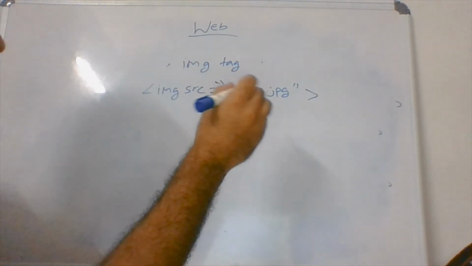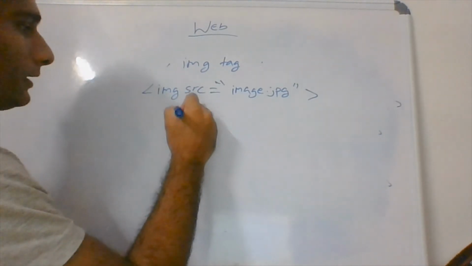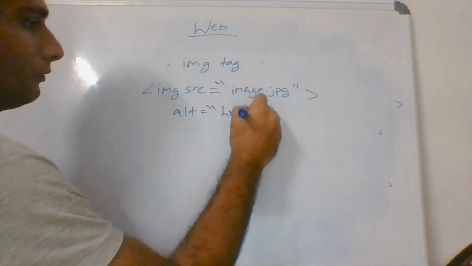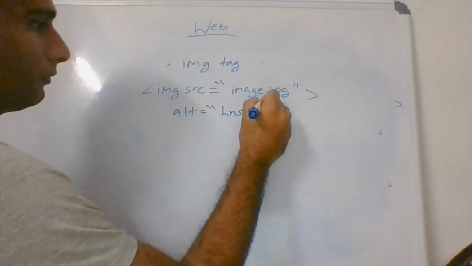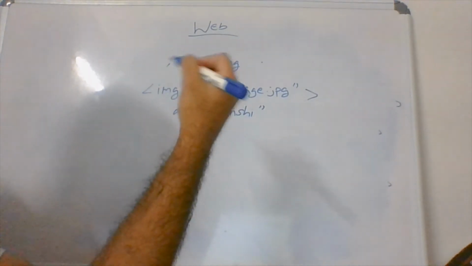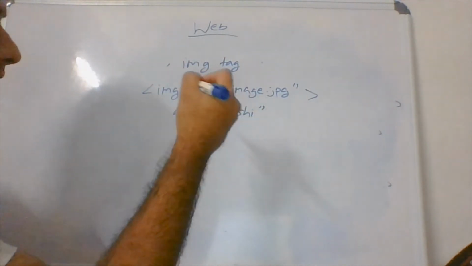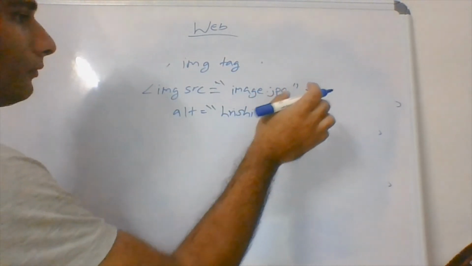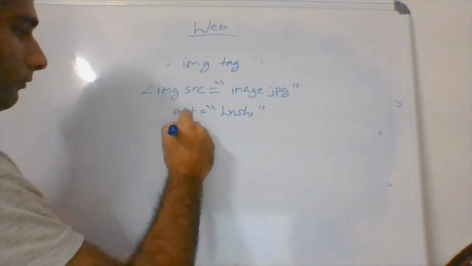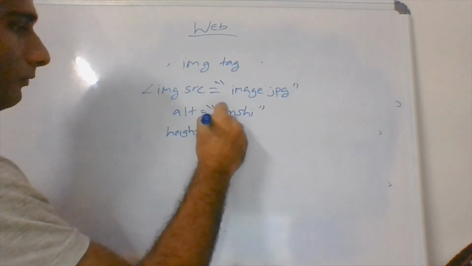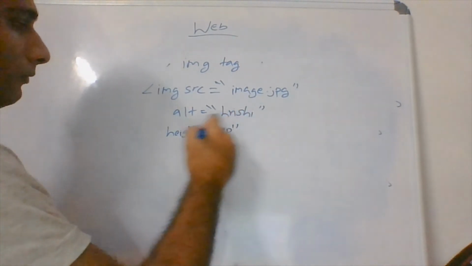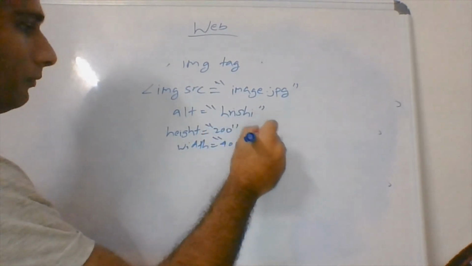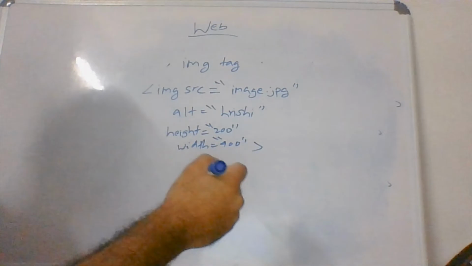Image source, image JPG. Then we can have any alternate text, Rishi. We can also have some height and width attributes. So this is an example of the image tag.